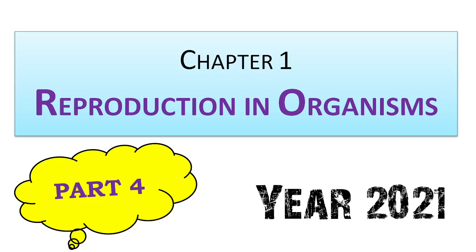In this video on chapter number 1, Reproduction in Organisms, we will continue our discussion on the remaining two events involved in sexual reproduction. In our previous video, we have already discussed the pre-fertilization events, in which we talked about two processes, gametogenesis and gamete transfer. Now in this video, we will discuss fertilization and post-fertilization events.